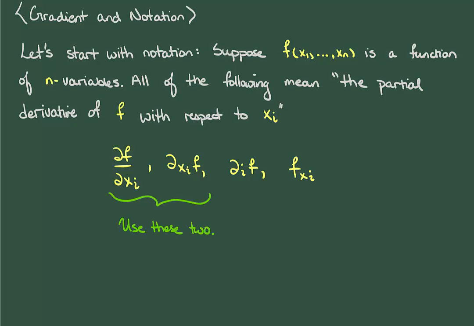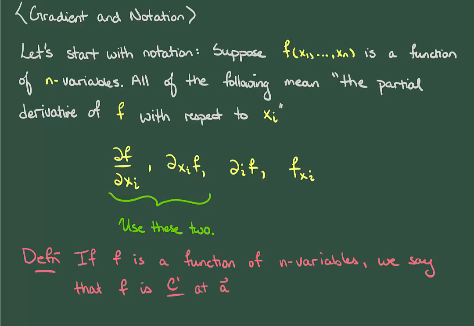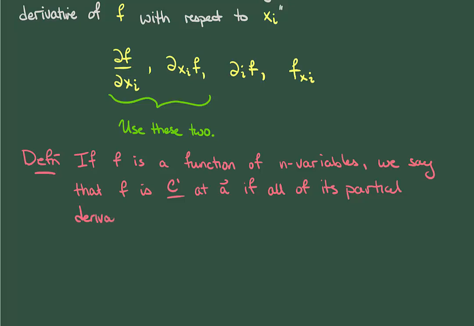Now you've seen that it doesn't always make sense to talk about the derivative of a function. Not all functions are differentiable. This is actually much more complicated in several variables, but we still need some idea of when it's okay to talk about taking partial derivatives. We'll thus say that if f is a function of n variables, then f is C1 at the point A if all of its partial derivatives exist and are continuous at the point A.